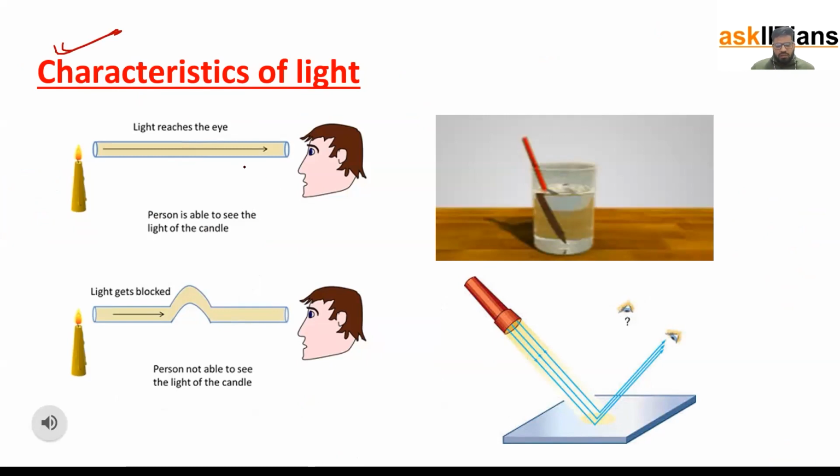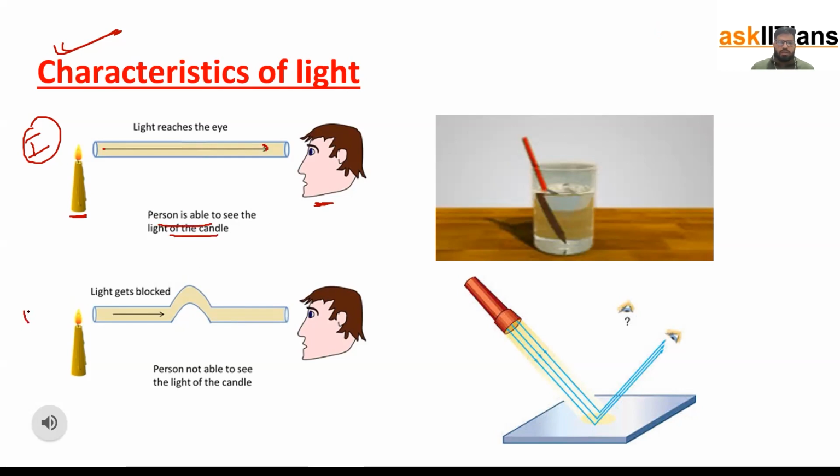Now in this slide, observe this first diagram. There is a candle, and there is a person who is observing the candle through a straight pipe. Can you see this? Whatever light is coming from the candle is directly reaching the eyes of the observer, the man standing here. So that's why the person is able to see the light of the candle clearly.